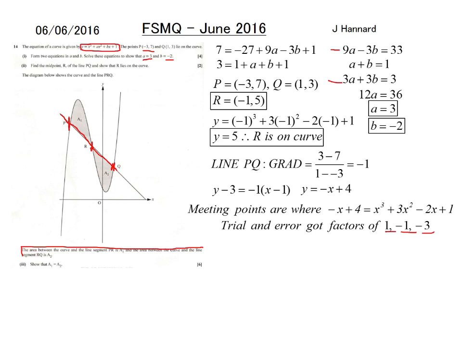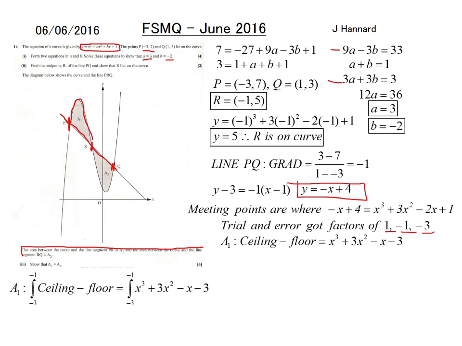Right then, so now I'm ready to go. So A1, the ceiling take the floor, is the curve, because that is that, minus the line, which is that, which ends up being x cubed plus 3x squared minus x minus 3. So therefore, if we integrate between minus 1 and minus 3, that curve, add 1 to the power, divide by the new power, you get that. Shove a 1 through, shove a minus 3 through, that should be a minus 3 down there. And I promise you, you get 4. Try it now if you want, turn your calculator on, you should get 4.